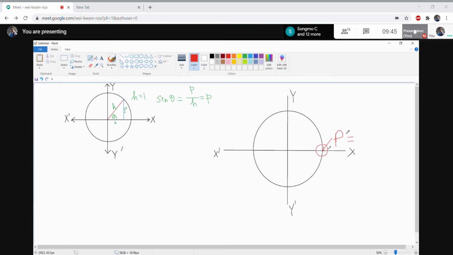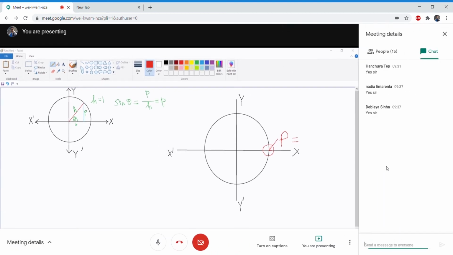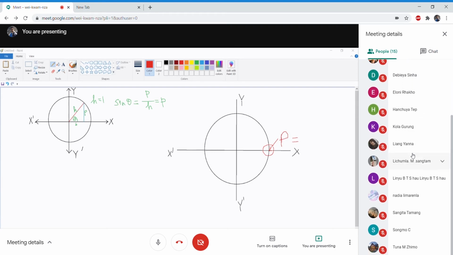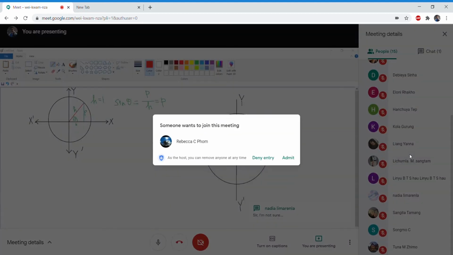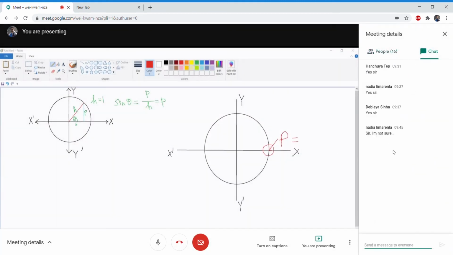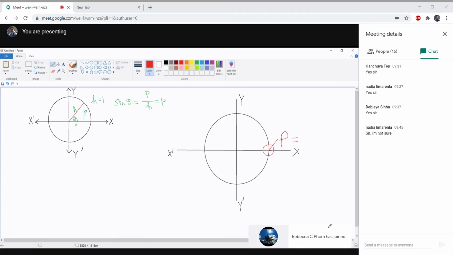Anyone? What is the value of P on that point? Okay, fine, no problem. The value of P is 0. Why is it 0? Check out this diagram.